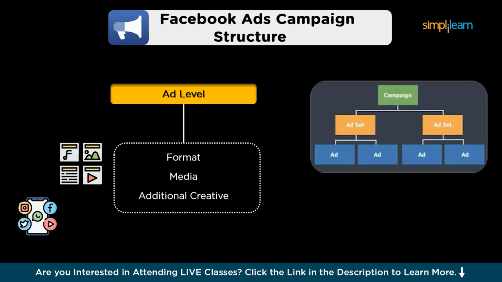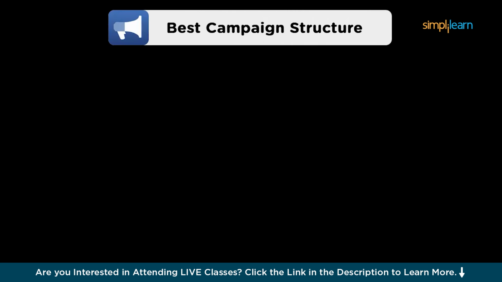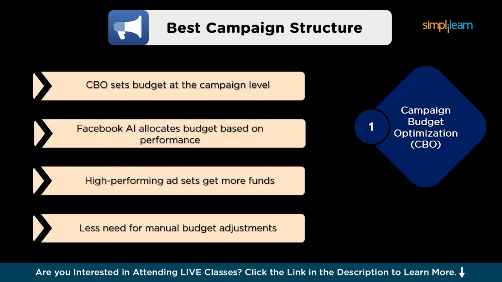So as digital marketing continues to evolve, so too do the strategies that drive the best results. In 2024, one strategy stands out: campaign budget optimization. Campaign budget optimization, or CBO, is a game changer in Facebook advertising. Instead of setting a budget for each ad set individually, CBO allows you to allocate your budget at the campaign level. Facebook's AI then automatically distributes this budget across your ad sets based on performance.